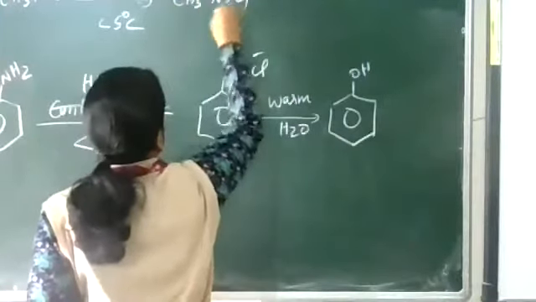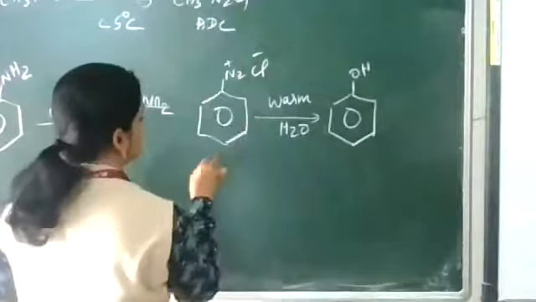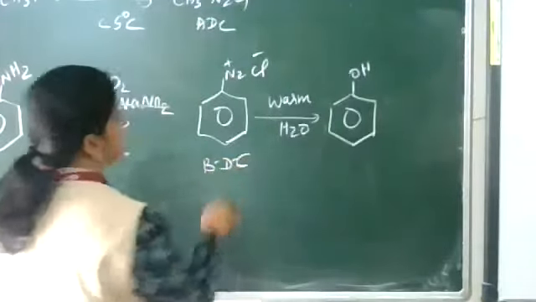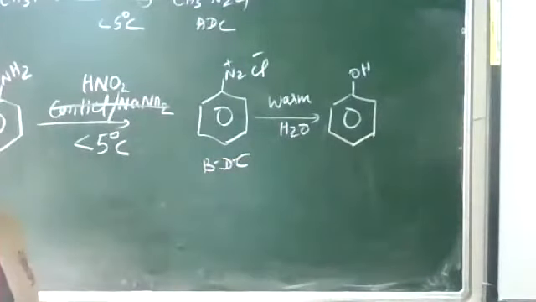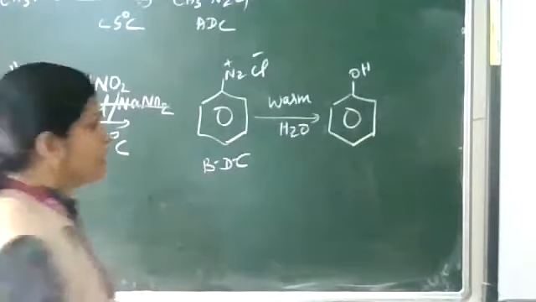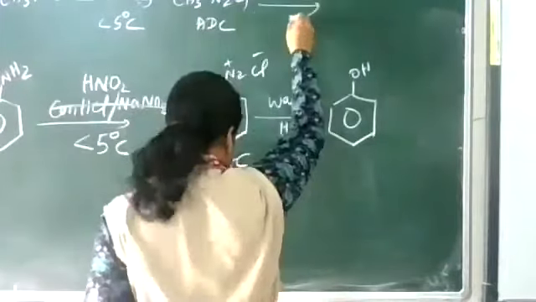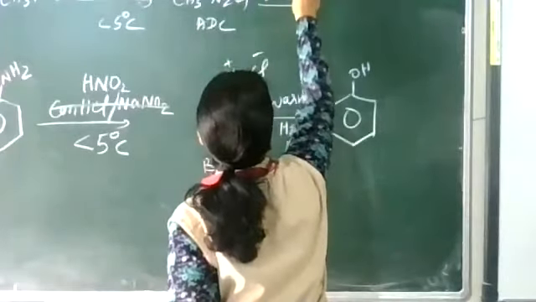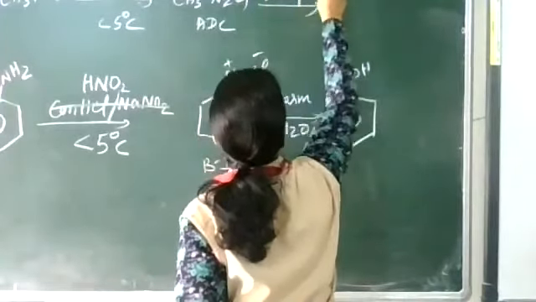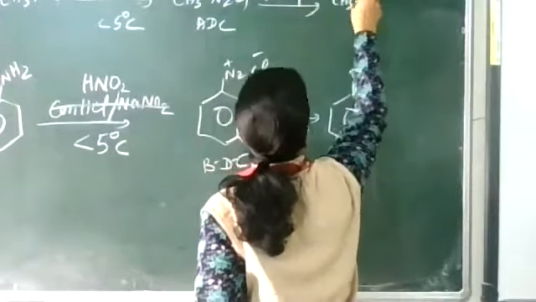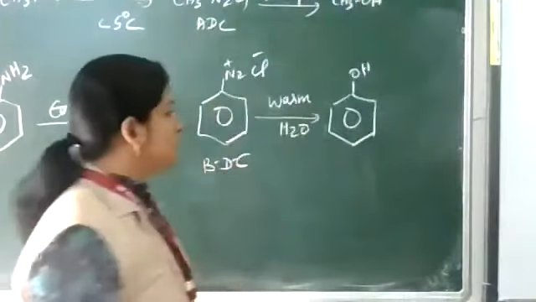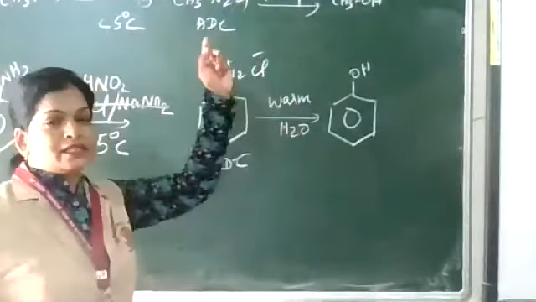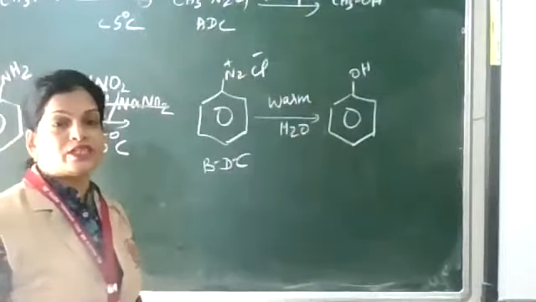CH3N2Cl. This is ADC, alkyl diazonium chloride. You don't have to do anything. It decomposes by itself, which means it is highly unstable. Warmed with water, it decomposes to form CH3OH.